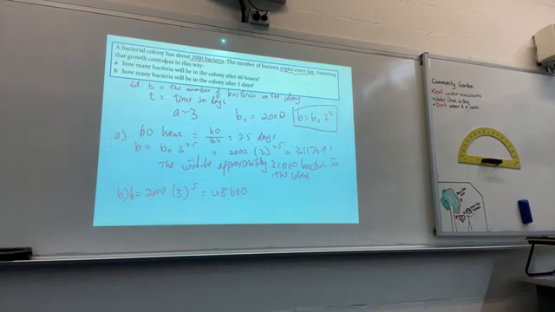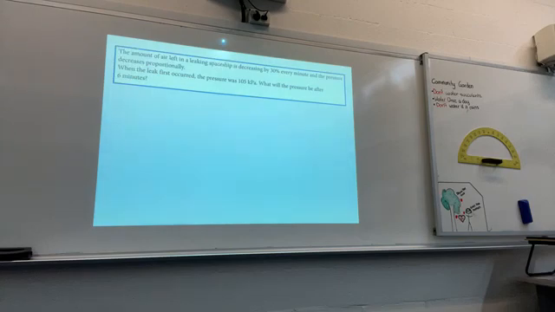Now let's try the second one, please. The amount of air left in a leaking spaceship decreases by 30% every minute, and the pressure decreases proportionally. When the leak first occurred, the pressure was 105 kilopascal. What will be the pressure after 6 minutes?